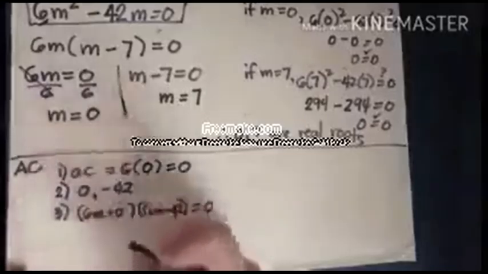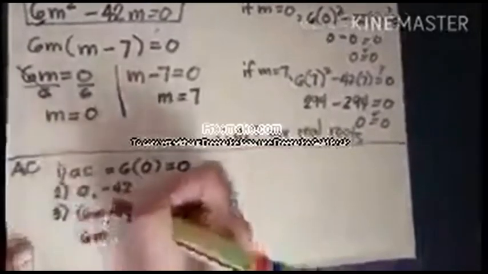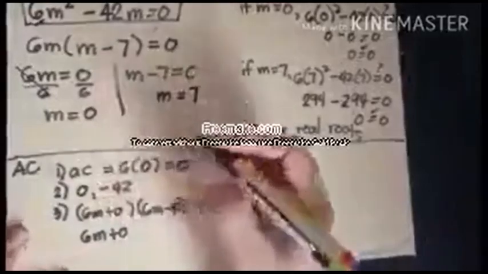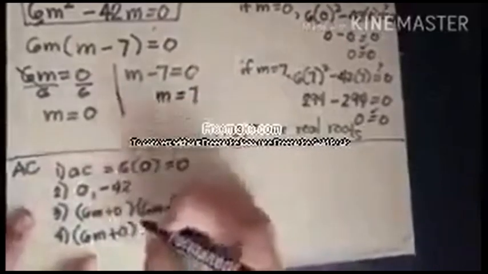Meron ba? Wala. So, we just have to bring it down. So, we have 6m plus 0. Okay. This is the fourth. Well, the second one, 6m minus 42. Meron bang common factor ang 6m at saka negative 42?